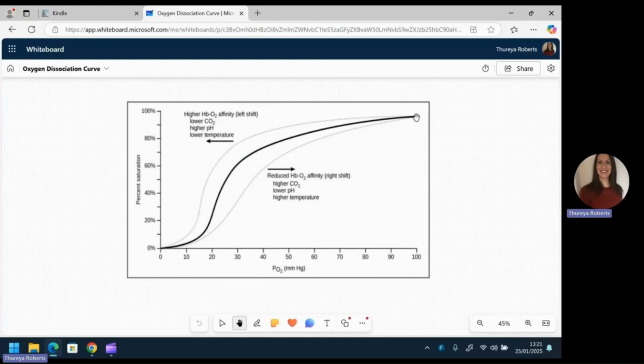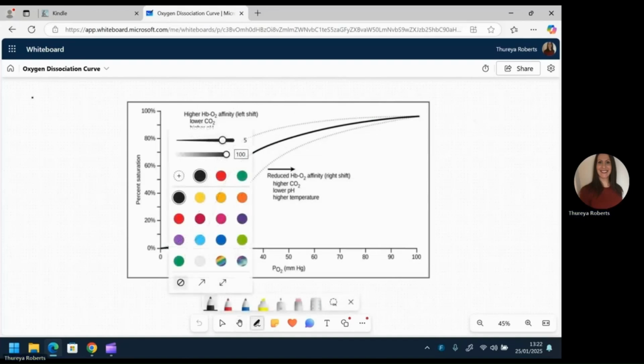This last part of the graph shows at very high levels of the partial pressure of oxygen, the haemoglobin has become saturated with oxygen. So this shows 100% saturation because haemoglobin is filled with the oxygen molecules, forming oxyhemoglobin.